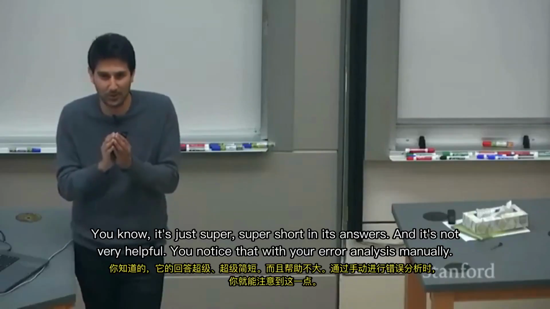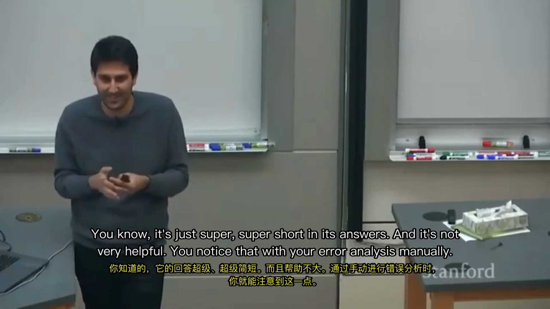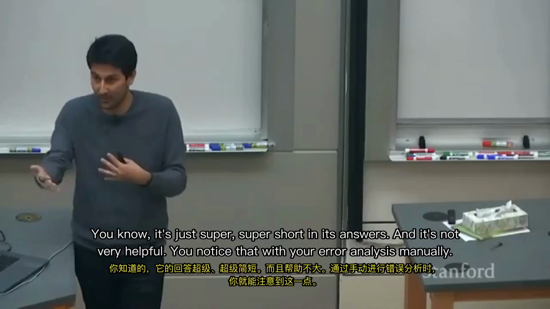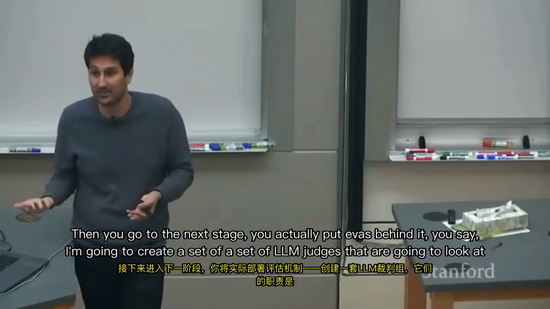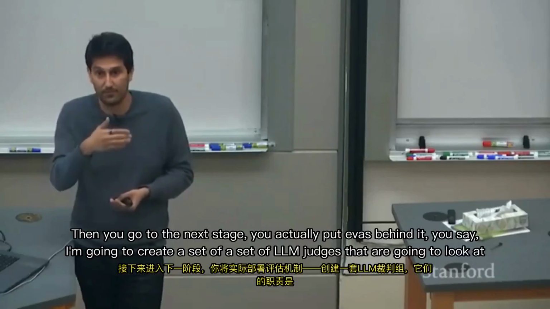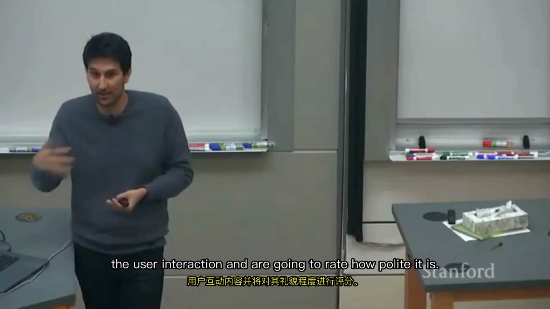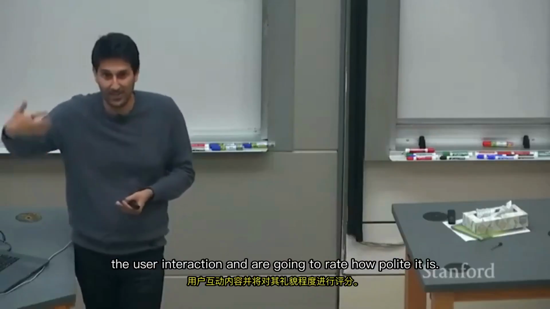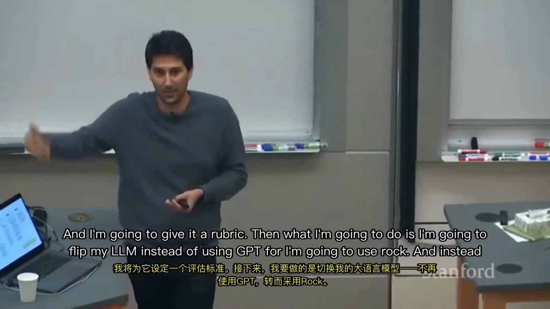It's just super super short in its answers and it's not very helpful. You notice that with your error analysis manually. Then you go to the next stage. You put evals behind it. You say, I'm going to create a set of LLM judges that are going to look at the user interaction and rate how polite it is. And I'm going to give it a rubric.